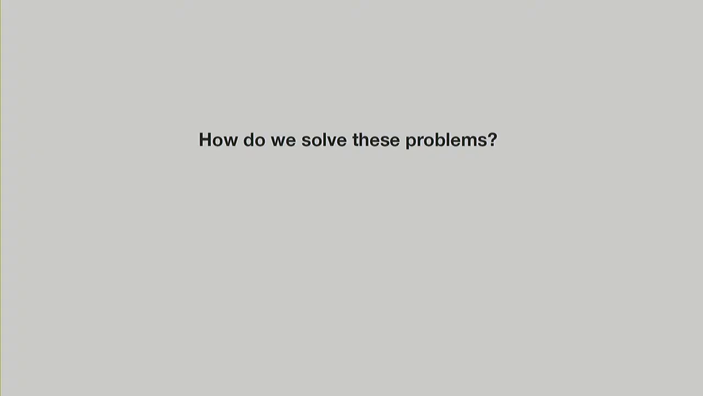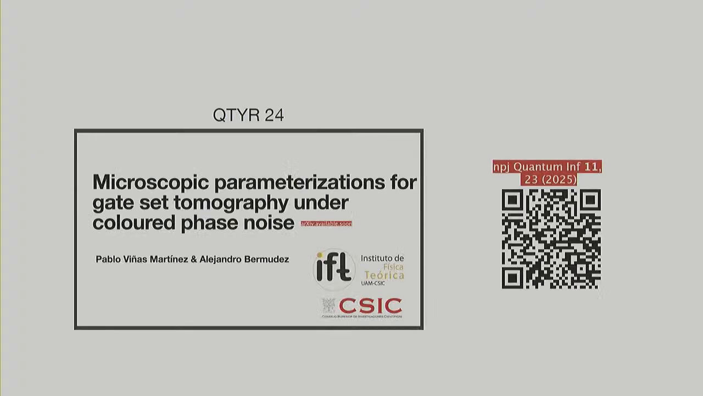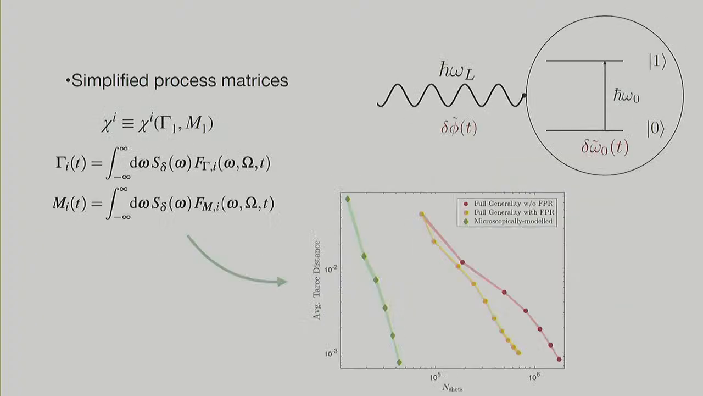So how do we address these issues? Well, the first one, I already talked about this last year in the same conference. You have the work available in this QR code. But what we do essentially is using physically modeled parameterization for the gates in order to reduce the number of parameters that we need to characterize, okay?